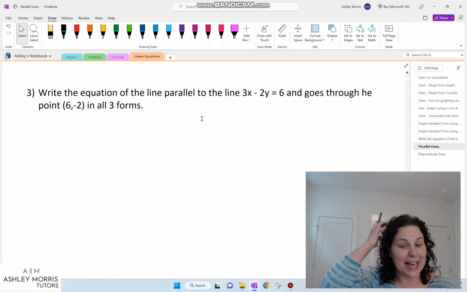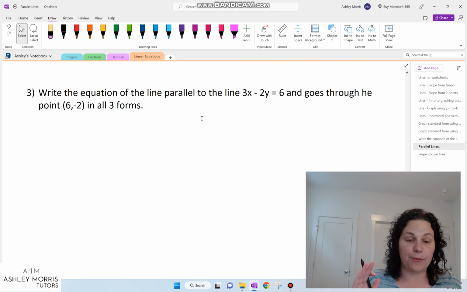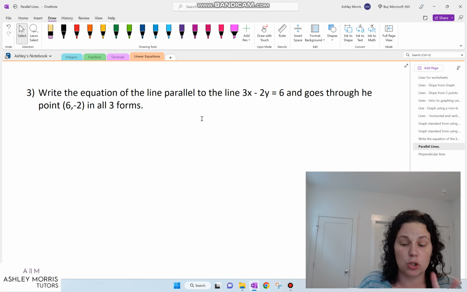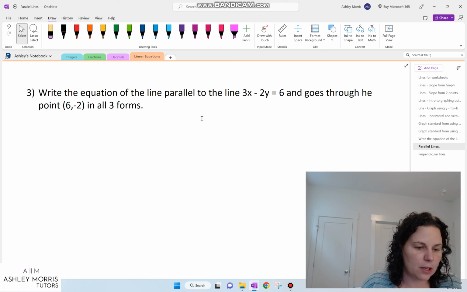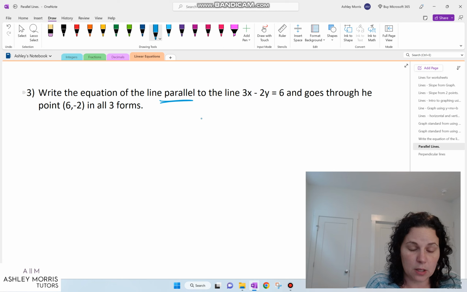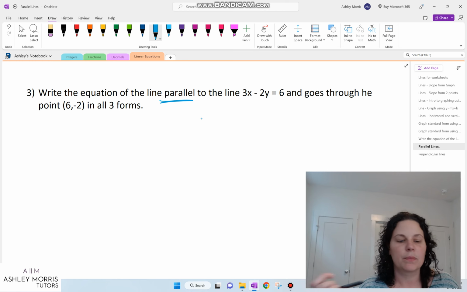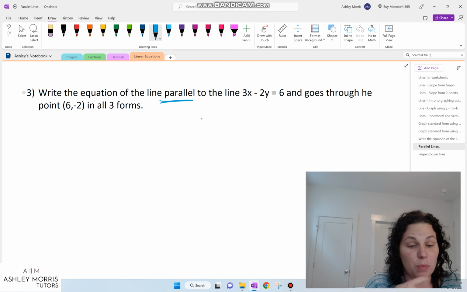Okay, now let's actually write the equation. And again, if this is the hard part for you, totally fine. Go check out my video on writing the equations of lines given 2 points. I do like 3 of them, I think. All right, write the equation of the line parallel, that's important, to this equation, that's standard form, and it goes through the point (6, -2). I'm going to do it in all 3 forms. If you're doing this for your homework or a test, just do it in the form that they ask. So I've got to get the slope of that line first.